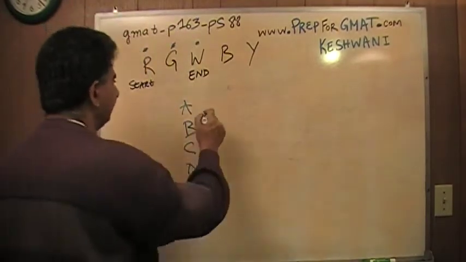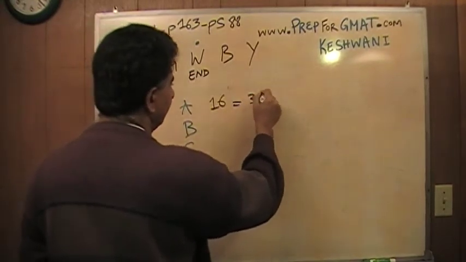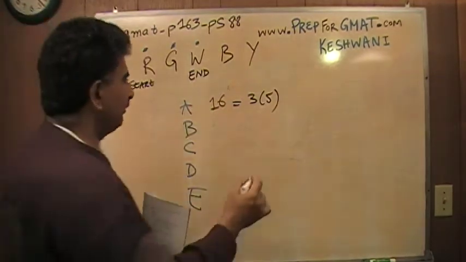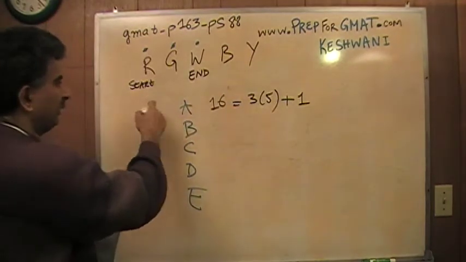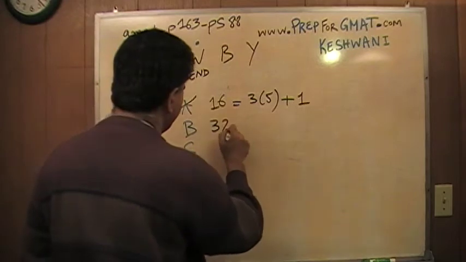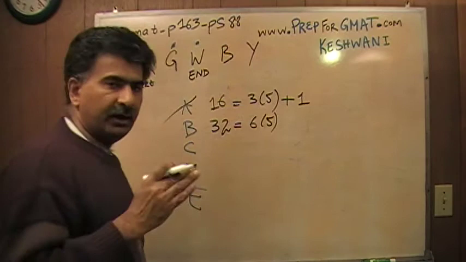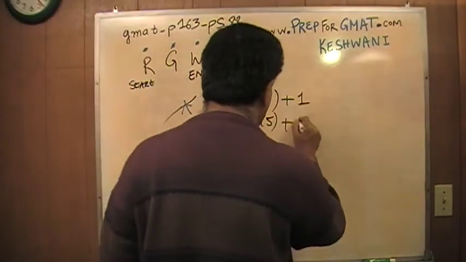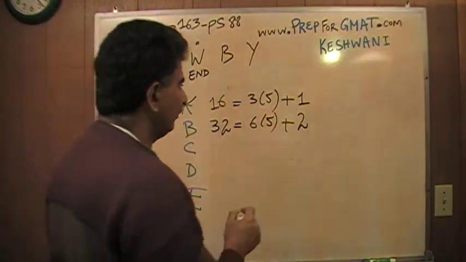A says 16. 16 would not work because 16 would give us 3 complete patterns, and then we'll have 1 left over, which means we'll start with red and end up with red. That's no good. How about 32? 32 is not a multiple of 5. It's 6 times 5, so here I will have 6 complete patterns, which will be 30, and then I have 2 more to go. 2 more to go will be this and that. I will end up with green.